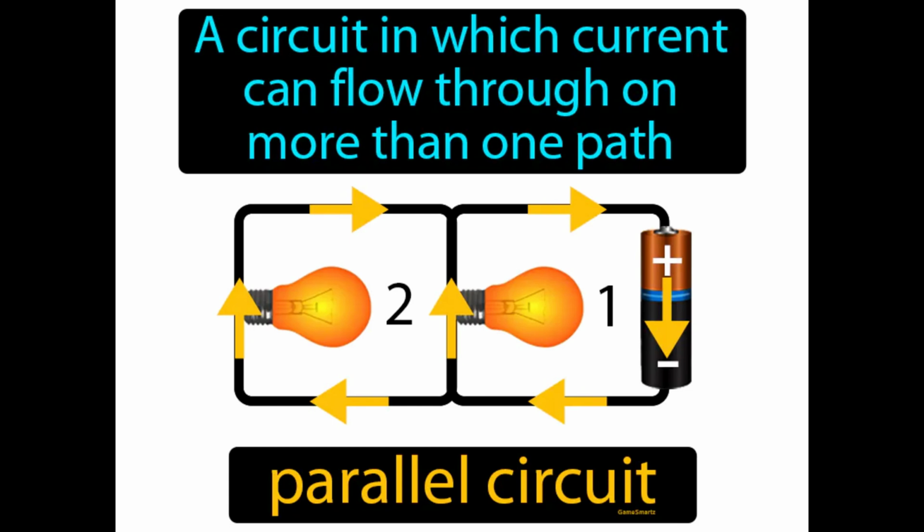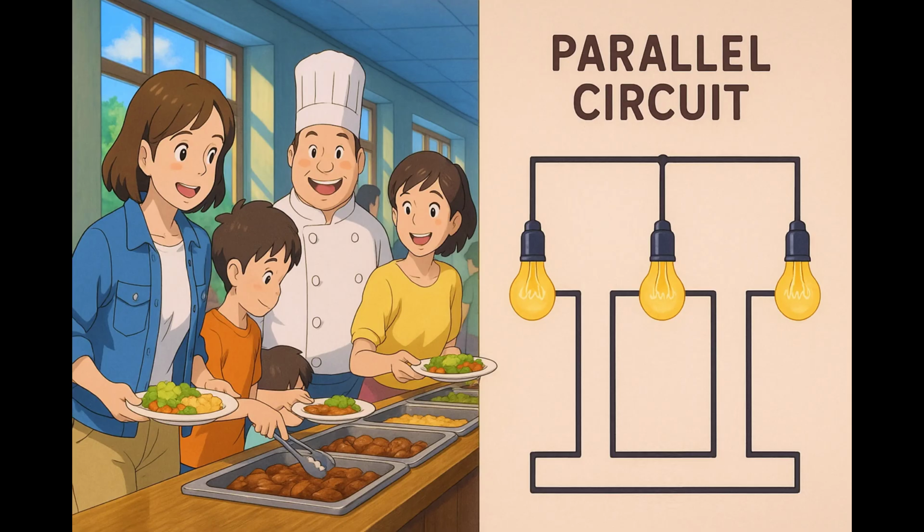A circuit in which current can flow through more than one path. Parallel circuit. A parallel circuit is a type of electrical circuit where components are connected in separate branches, allowing electricity to flow through multiple paths. Imagine you're at a buffet with multiple lines, each offering a different type of cuisine. Just like at this buffet, where you can choose to get your food from any line without affecting others, a parallel circuit allows electricity to flow through multiple paths simultaneously.